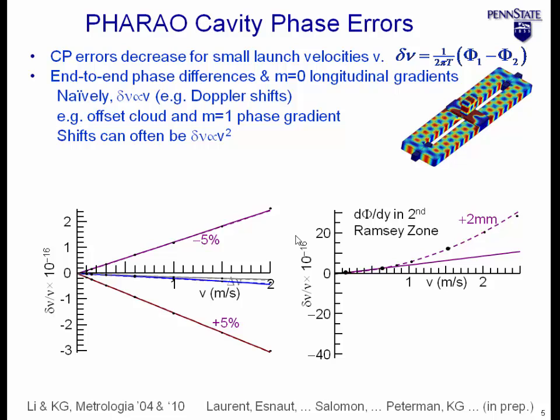So for example, if you have an offset of the cloud position down here, if you go really slowly, then the cloud expands a lot, and the net offset in each zone essentially goes to 0. So as you go slower, that offset gets smaller, and then the frequency shift decreases more quickly. So the frequency shift can be quadratic. So that's for an offset of plus 2 millimeters. You can be offset in the opposite direction, and then basically you get the opposite frequency shift.